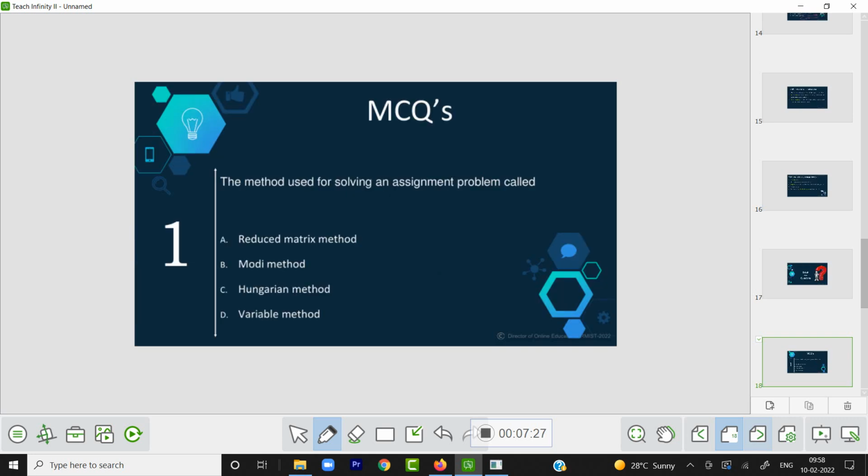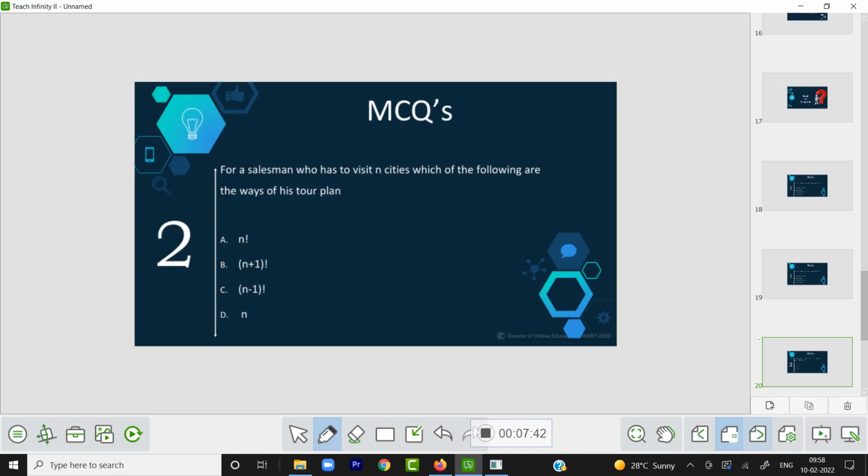The method used for solving an assignment problem is called the Hungarian method, right? The Hungarian method is for assignment problems. For a salesman who has to visit n cities, what are the ways in his tour plan? The number of possibilities is n factorial. The answer given was a little wrong; it is not n into n, it is n factorial.